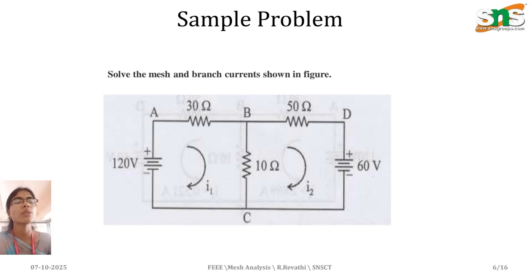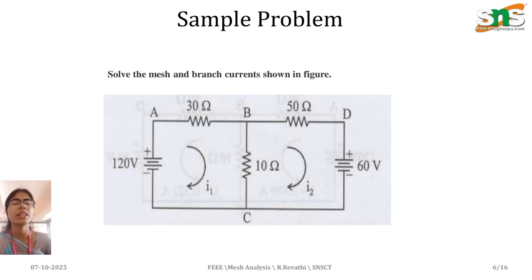In the second equation we have 60 volt equal to 50 I2 plus 10 times I2 minus I1. With respect to I2, the 10 ohm is shared by both the loops, so we form the equation like that. Then we solve by the determinant method. Form a 2 cross 2 matrix of R, I and V. Then we find the determinant, which is del, and using del we find del 1 and del 2. Applying Cramer's rule, I1 is equal to del 1 divided by del, and I2 is equal to del 2 divided by del.